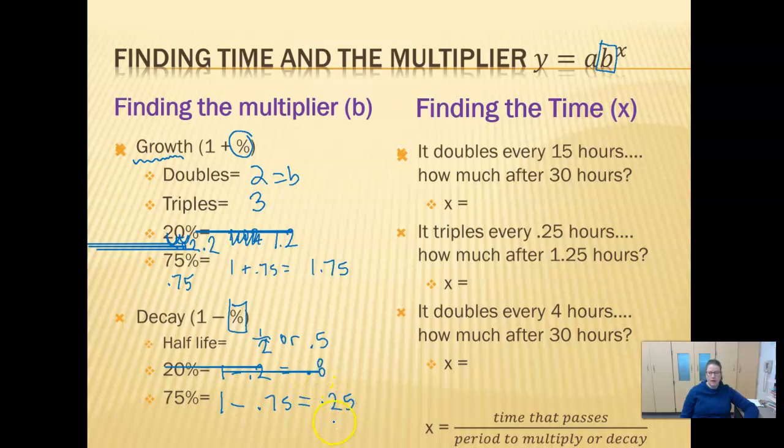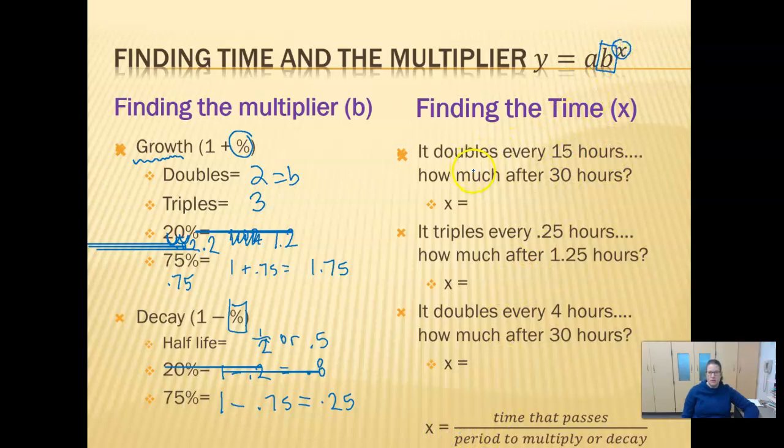That would be the multiplier. Okay. To find the time, this is what I was talking about before. So the time is actually equal to the time that passes divided by the period it takes to multiply or decay. So on these questions, the only thing we want to know is what does x actually equal, and that's the x right here.